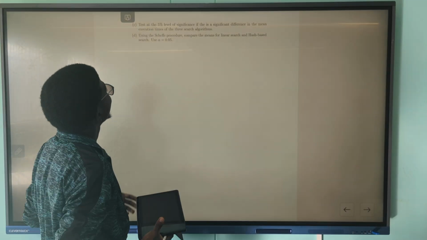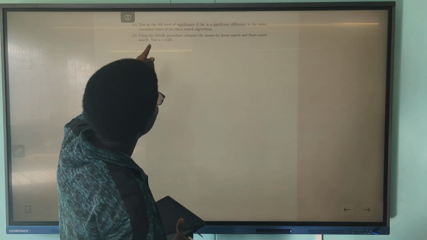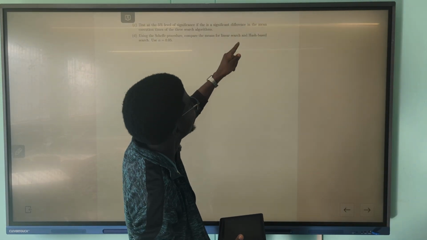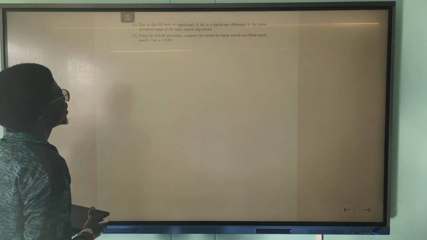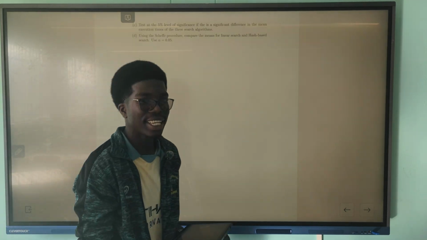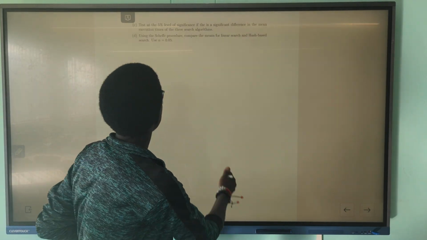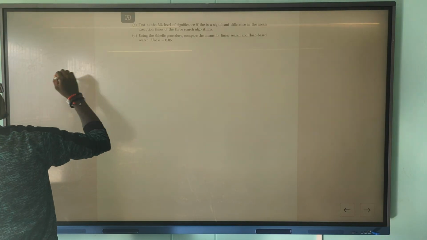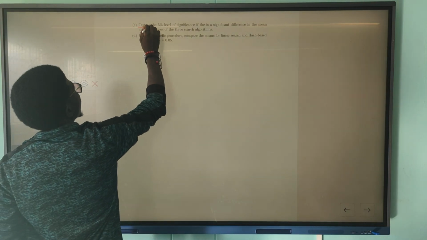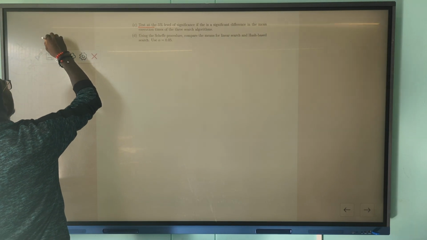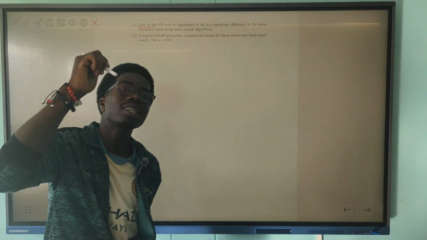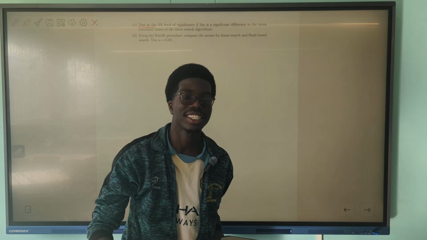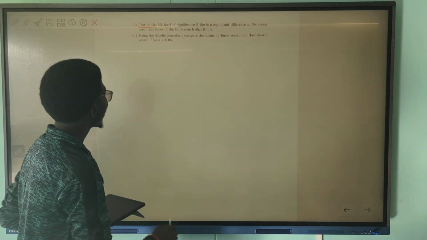Question C. Test at the 5% level of significance if there is a significant difference in the mean execution times of the 3 search algorithms. Ukangoona pakanzi test chete, it simply means chinhu chekutanga urikutanga nekuita sei? Urikutanga nekunyora hypothesis. We need hypothesis.